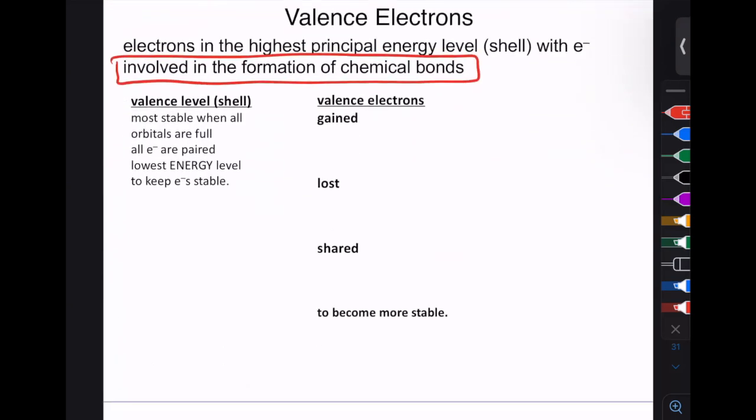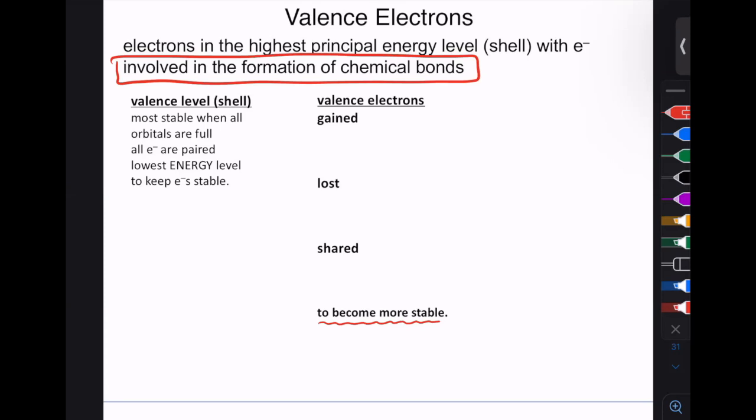Now, a couple of things to keep in mind here. Valence electrons, as I just said, are the ones that are involved, and they're going to do one of three things. They're either going to be gained or lost or shared. And they all do that to become more stable. Remember, stability, that's the overriding theme here. If electrons are gained or lost or shared in a chemical reaction, it's because by doing so, the result is a more stable configuration than what we had in the reactants.